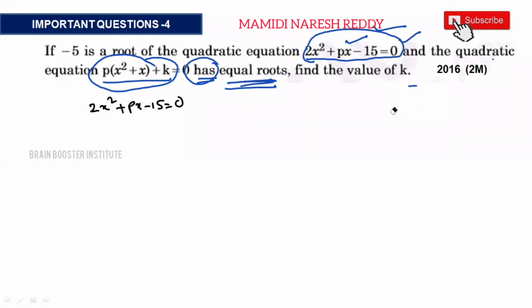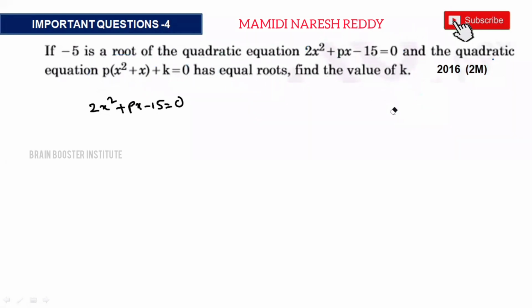Okay, so let us see, my friends. Let me clear this here. By using this equation, first of all, let us find the p-value. How can you find the p-value? What is given in this question? Minus 5 is the root of the given quadratic equation. Root is nothing but the value of the variable which satisfies this entire equation, which means it makes it equal to 0.